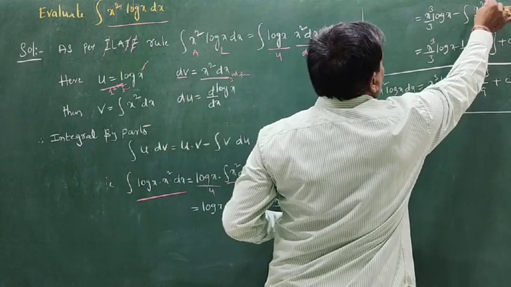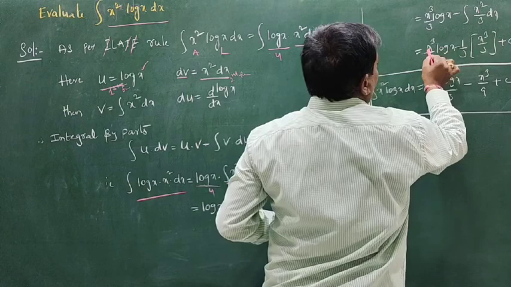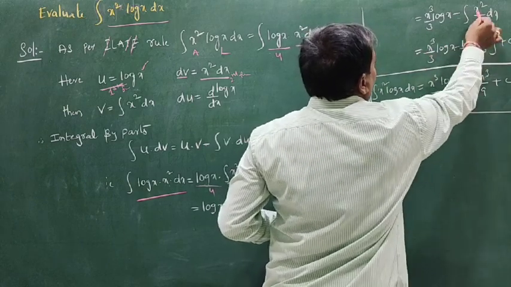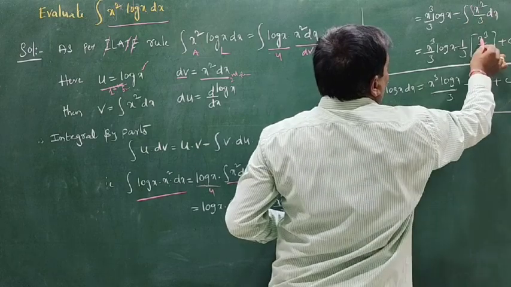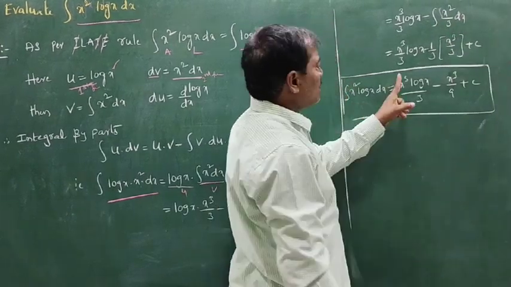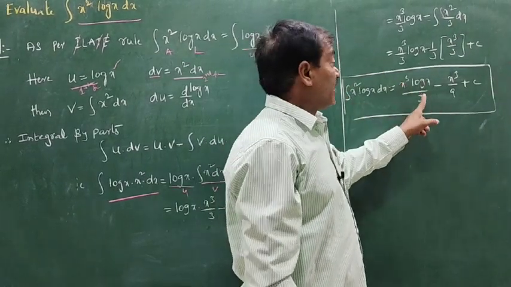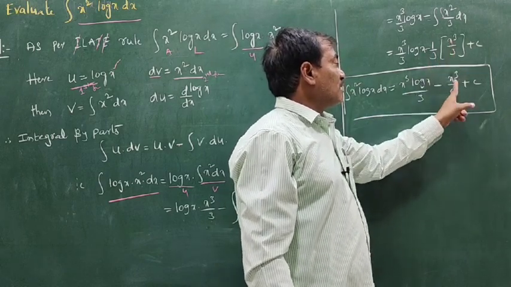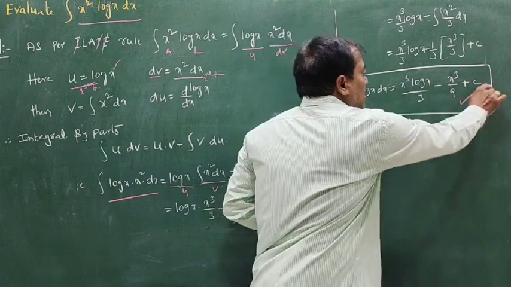And we have to find the integration of this. x cube by 3 log x minus, we have to take 1 by 3 common, and then find the integral of x square dx, x cube by 3, plus c. So finally we get x cube log x by 3 minus x cube by 9, since 3 threes are 9, plus c. Now this is the integral value.